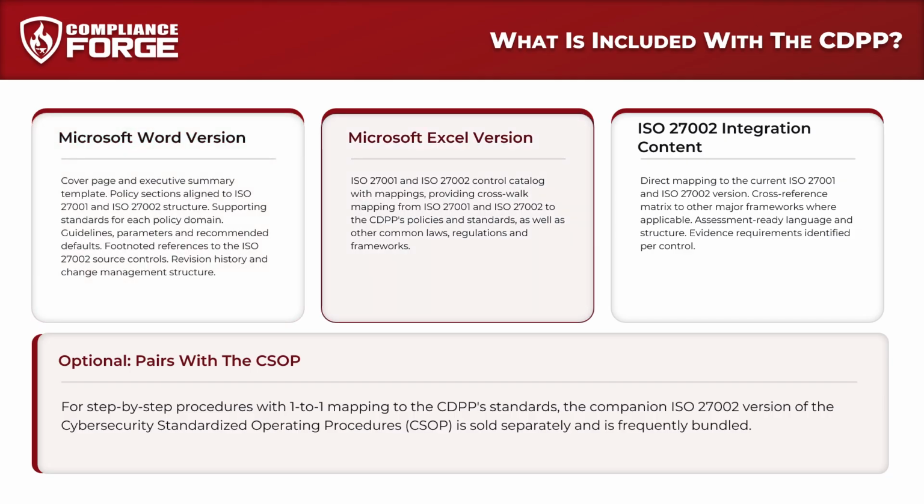The Microsoft Excel version, a control catalog with mappings, providing crosswalk mapping from ISO 27001 and 27002 to the CDPP's policies and standards, as well as other common laws, regulations, and frameworks. ISO integration content. Direct mapping to the current version, a cross-reference matrix to other major frameworks, assessment-ready language and structure, and evidence requirements identified per control.